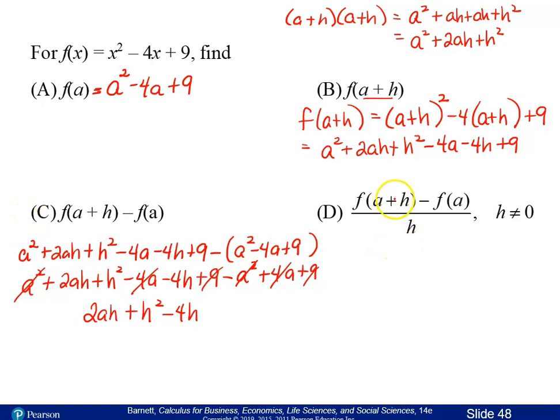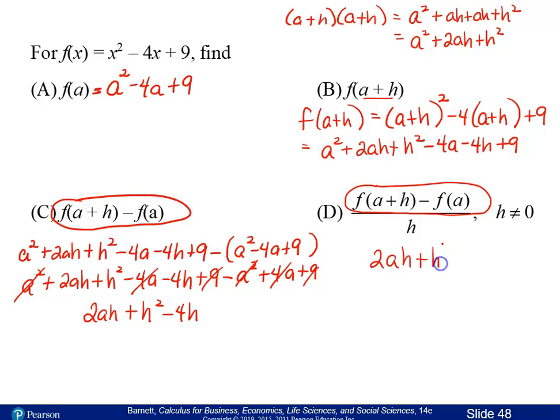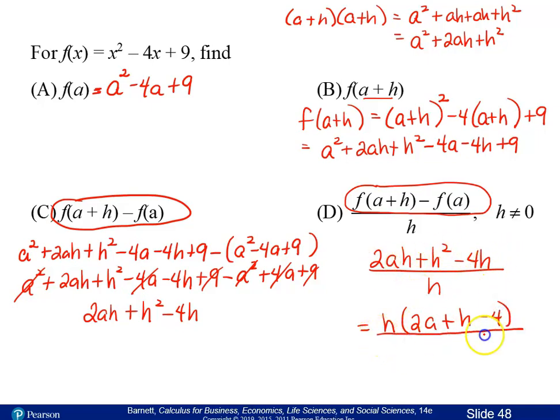Part D, we're going to take what we had here. Okay, so that was part C. So I'm going to take that answer, and we're going to divide it by the h. Okay, well, we can't divide it at this point until we factor that h out. So I'm going to take an h out of each one of those terms as a greatest common factor. Then at that point, I can cancel those h's, and I'm left with 2a plus h minus 4. And don't try to skip too many steps. Show me the work, because that's important that you're doing that.